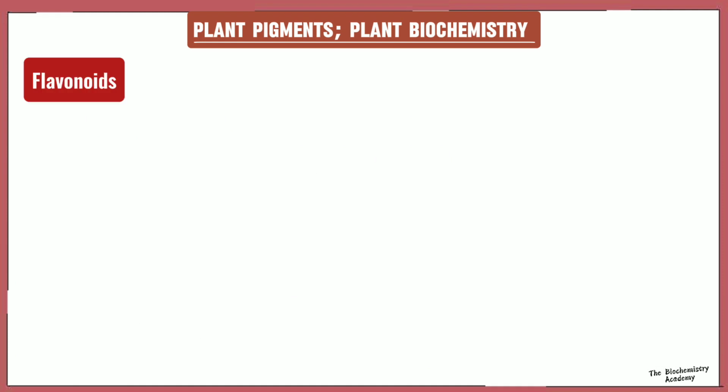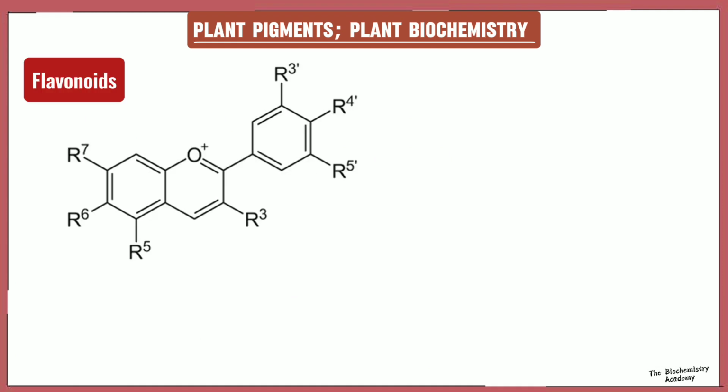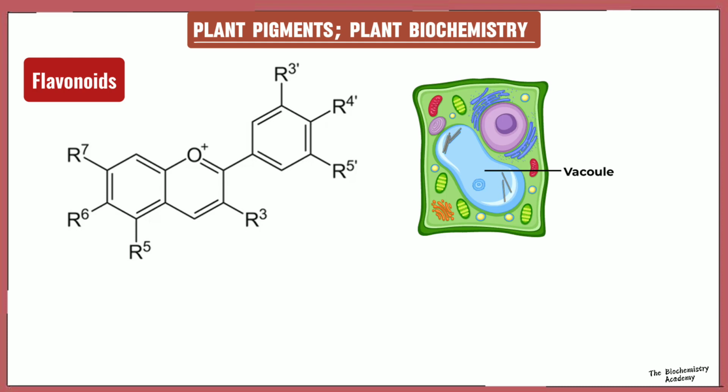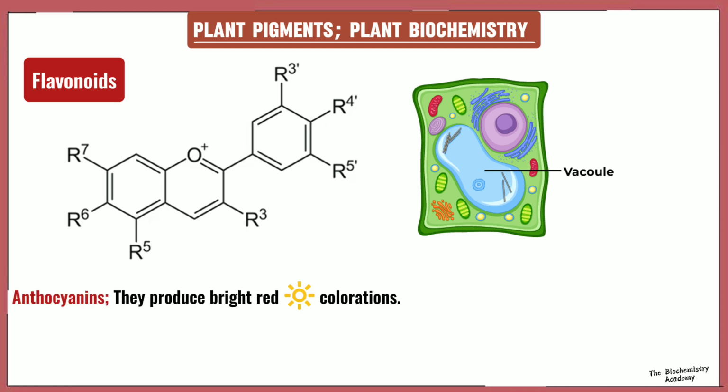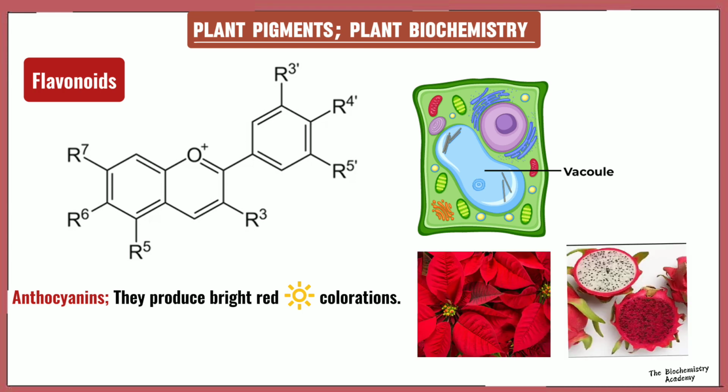The next plant pigment is the flavonoids. They are found in the vacuoles of plant cells. Remember, the vacuole is a large fluid-like compartment within plant cells which contains organic and inorganic substances that are important for the cell. Now, the most common flavonoids are the anthocyanins, which produce bright red coloration in plants. If you ever come across fruits with a red fleshy part or trees with red leaves, they are expressing anthocyanin pigment.